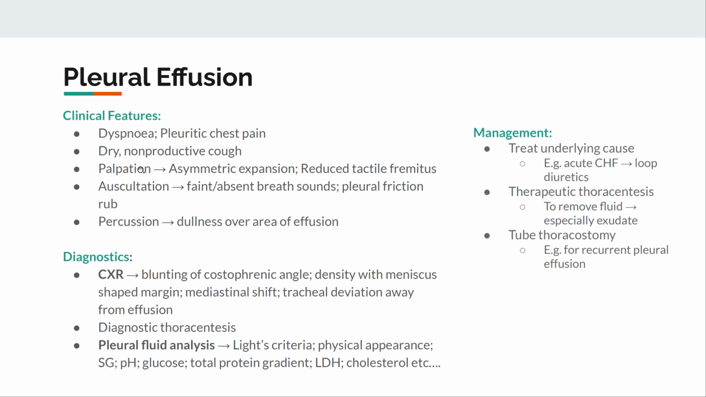The features are shortness of breath. A dry, non-productive cough can happen. On auscultation, the best thing is either reduced breath sounds or the presence of some crepitations or crackles over that area that will be collapsed underneath the fluid. And dullness to percussion, especially stony dullness, is a strong indicator of pleural effusion.